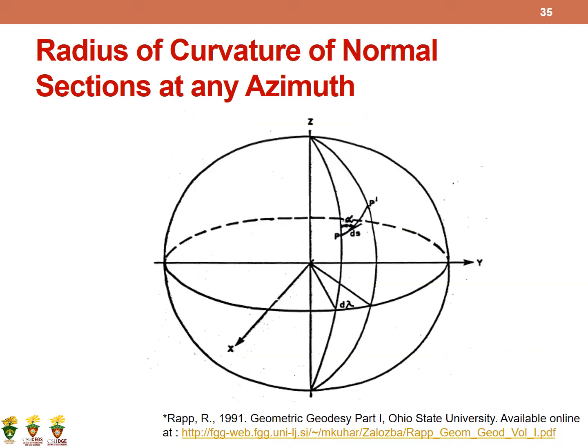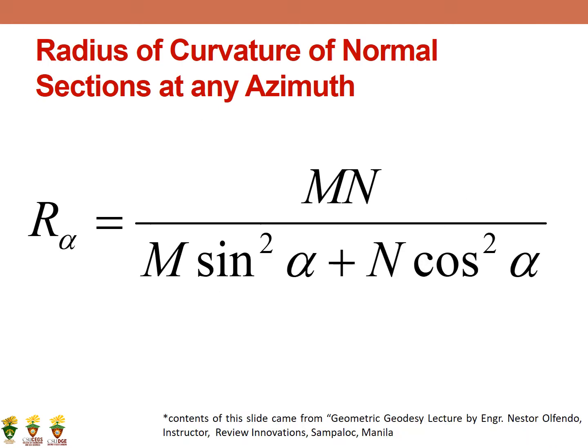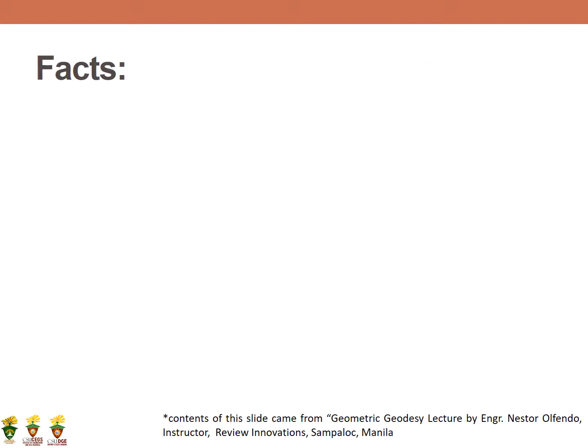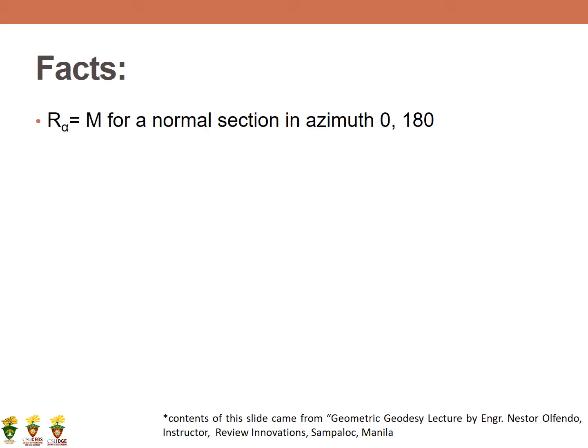So this is the illustration. So this is R_alpha. We can have this formula: R_alpha is equal to MN all over M sine squared alpha plus N cosine squared alpha. And the facts about the radius of curvature at any azimuth: R_alpha is equal to the meridional section radius for a normal section in azimuth 0 and 180. If you substitute azimuth of 0 and 180, the radius of curvature at that azimuth will be equal to the meridional section radius.